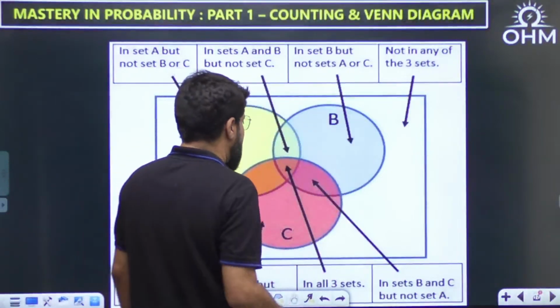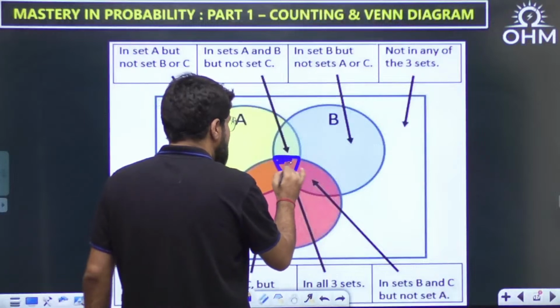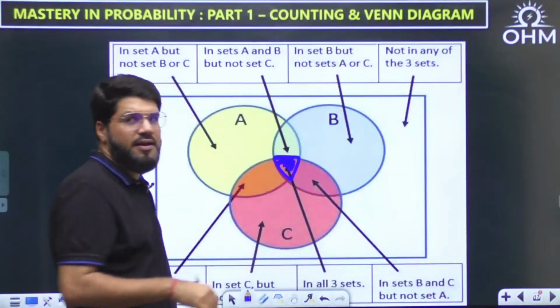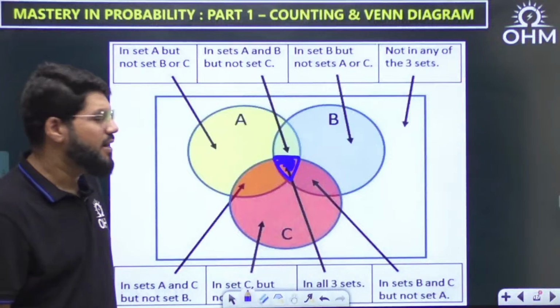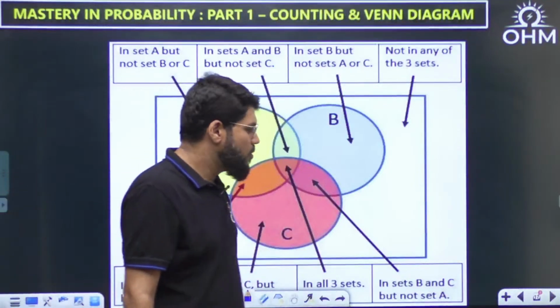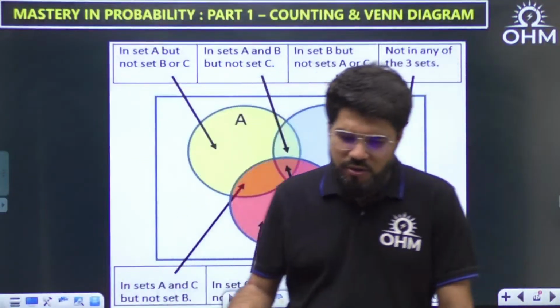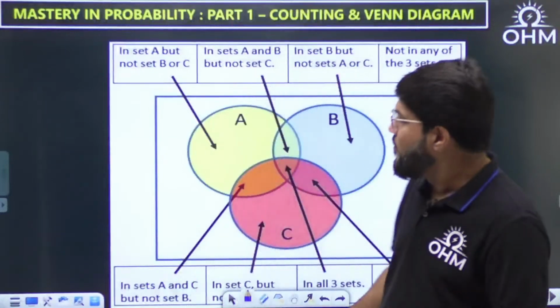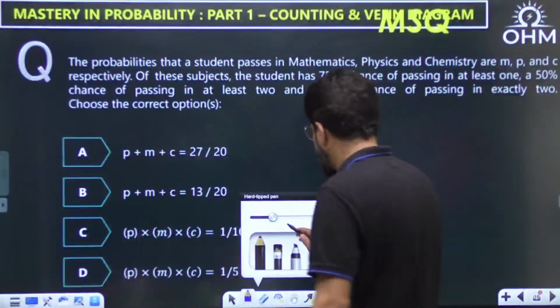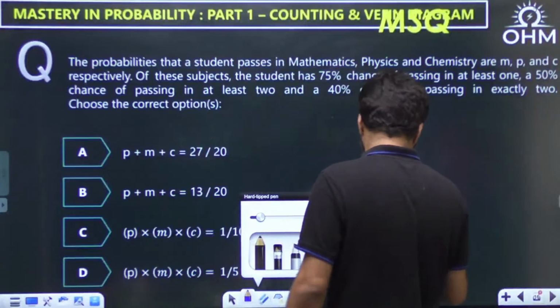Similarly, the rest of the things are understood, especially when I take this much. So this is the case where all 3 are occurring, that is A and B and C, all 3. So you should be able to read this Venn diagram. Now, let us understand this question to be applied onto that Venn diagram.